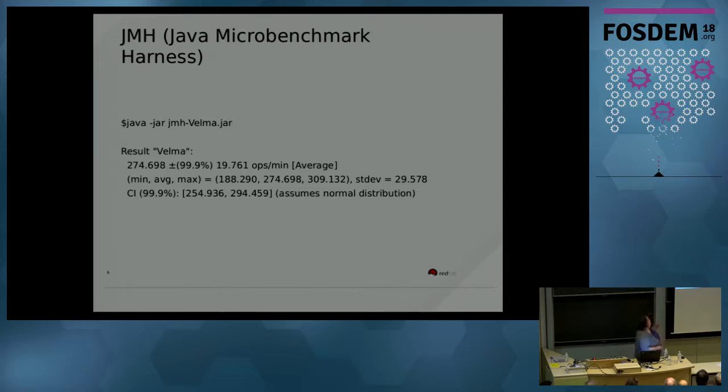Use the micro benchmark harness. Here, I just ran, again, I'm naming my program silly things, but if you use JMH, you can get a much better metric. You can say with 99.9% certainty that it's going to be between 254 and 294, right? So in ops per minute. So you get a confidence interval, and this is something you really can use to compare two garbage collectors. It's something that's repeatable and reasonable to use as a metric.